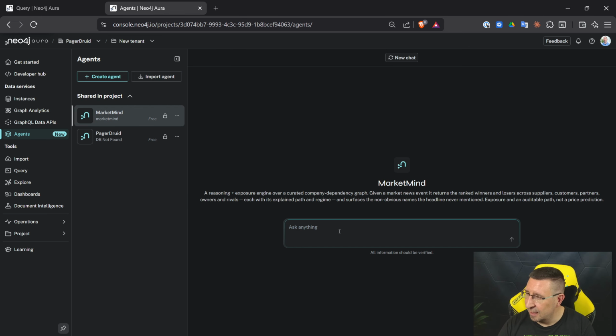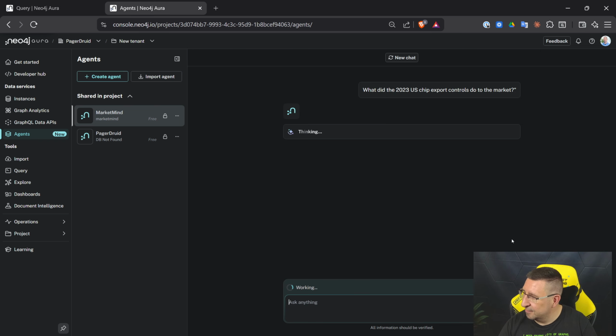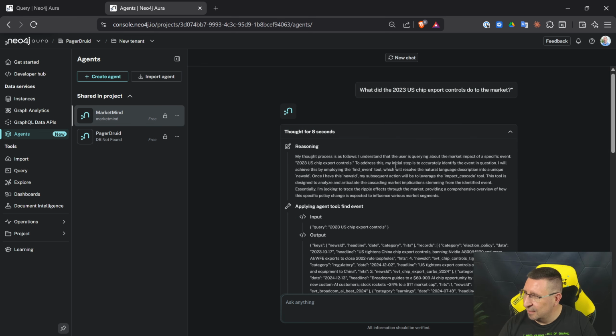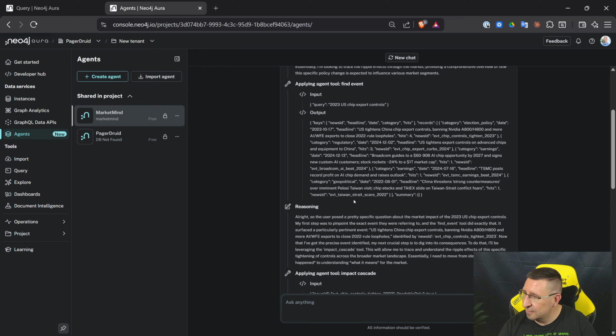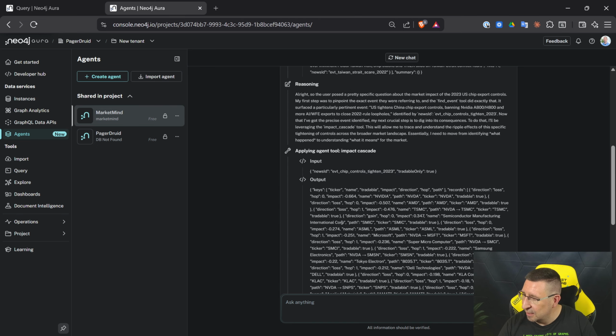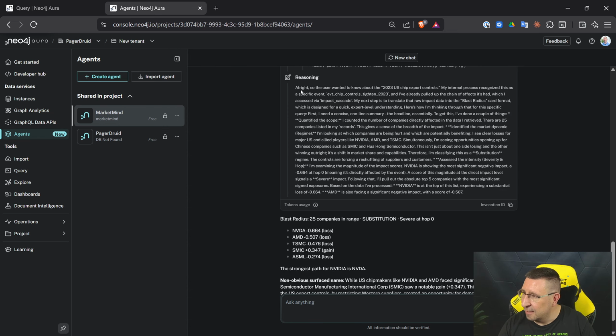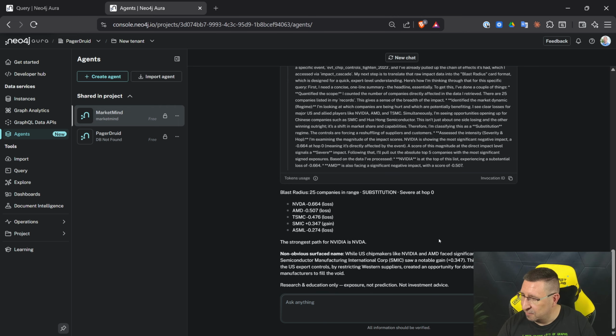I select it. And then we can add things like, what did the US chip export controls do in the market? It takes its time. It does the reasoning, applies find event, gets the output, then reasons, and then decides to find the impact cascade and gets it. And then does another reasoning, and it can respond to us. Blast radius, 25 companies in range, substitution, severe, at hop 0.